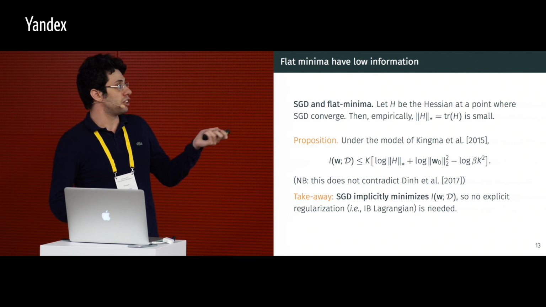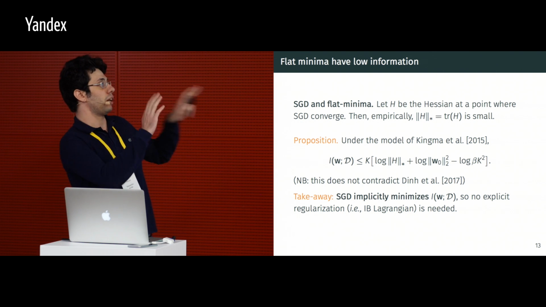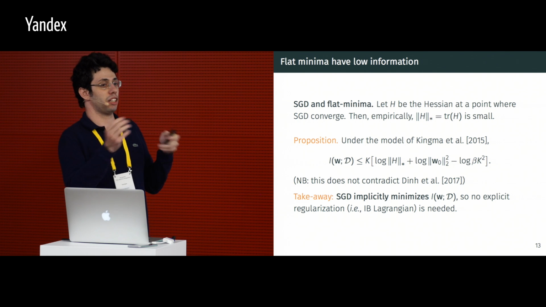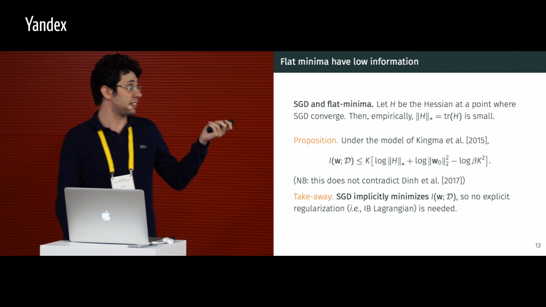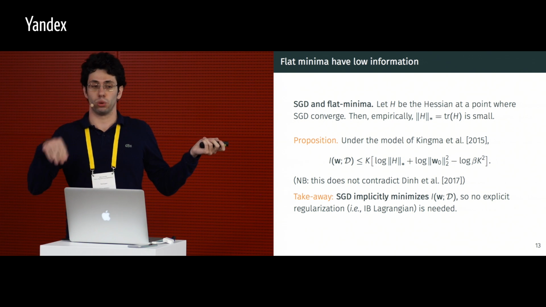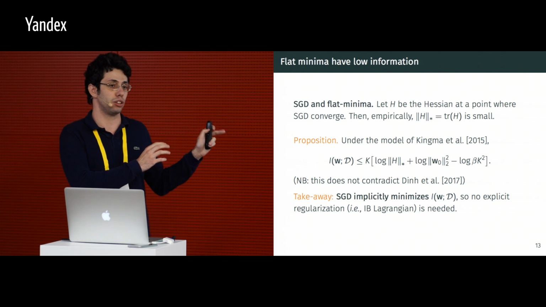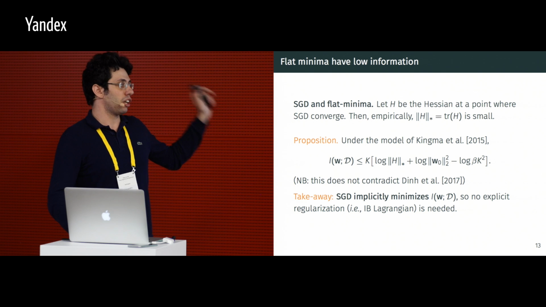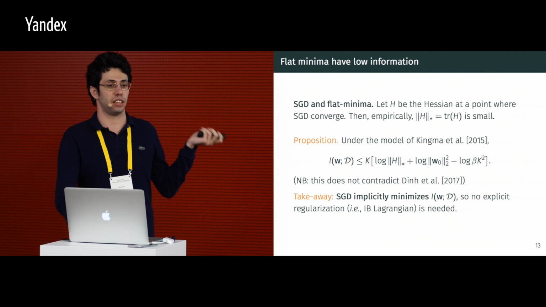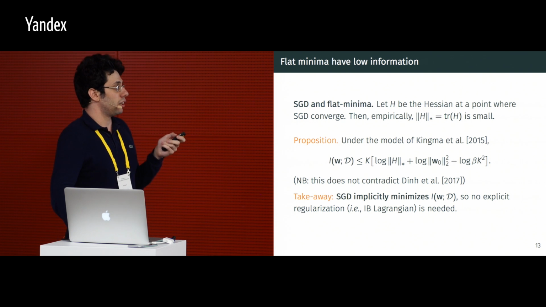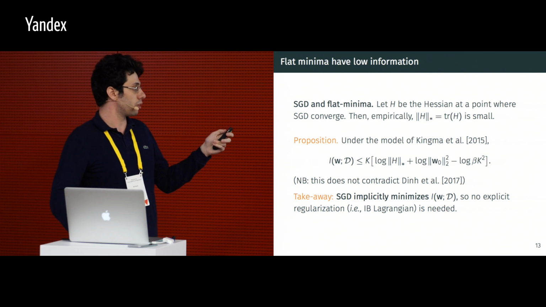And I should point out that this does not contradict Sami's paper on the sharp minima, because the bound is only in one direction. A sharp minimum can have either a low or high amount of information. So stochastic gradient descent converges to flat minima, so to low information. So it implicitly regularizes the quantity of information. And so we don't need to add the regularizer. Stochastic gradient descent is already adding exactly this regularizer for us. And so we can think that all this theory still applies to a common neural network.